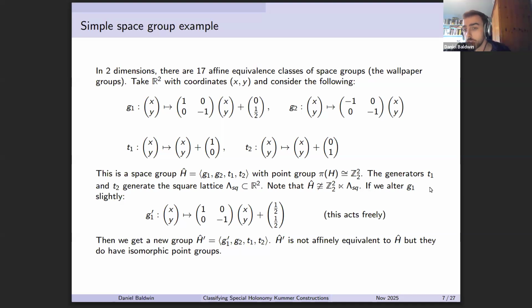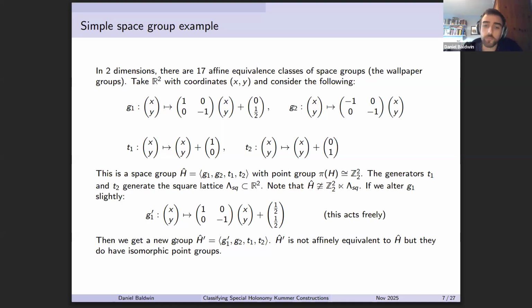Now we can alter G1 slightly just by changing the translation that it acts by. So it still acts by -1 on y, but now it translates in the x direction as well. And this new action acts freely on R2 because it translates in this direction, which isn't being rotated. And if we replace G1 by G1 prime, we'll get a new group H hat prime.